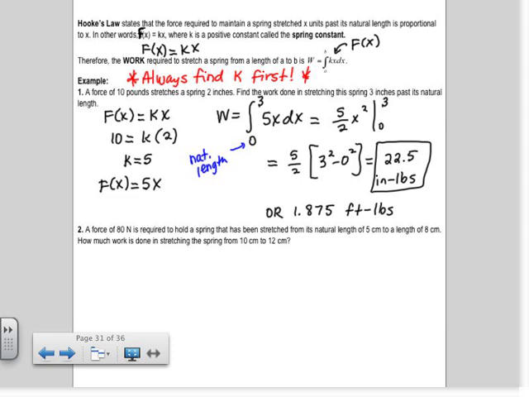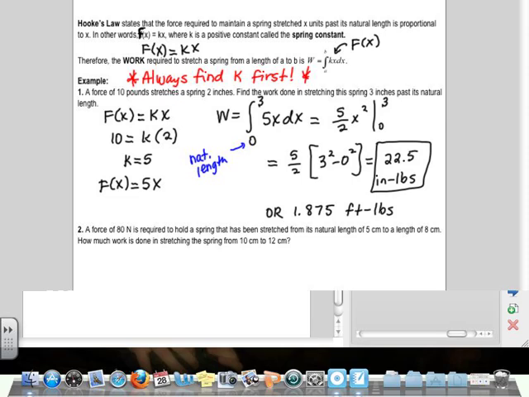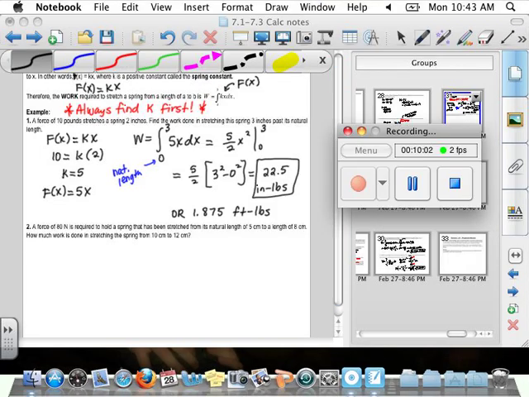Okay, so here's where they get tricky. So let's look at number 2. Kind of think about how you'd set that one up first. Let's see where I'm at for time. Oh, 10 minutes.